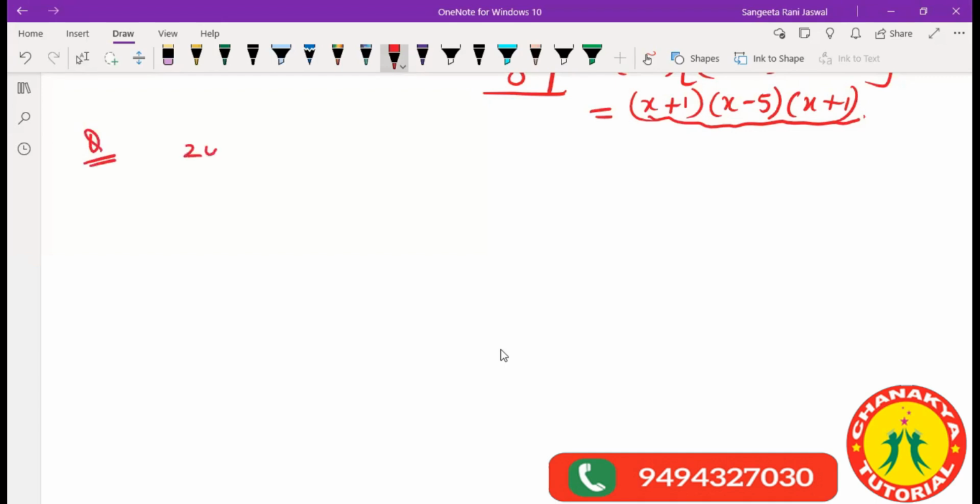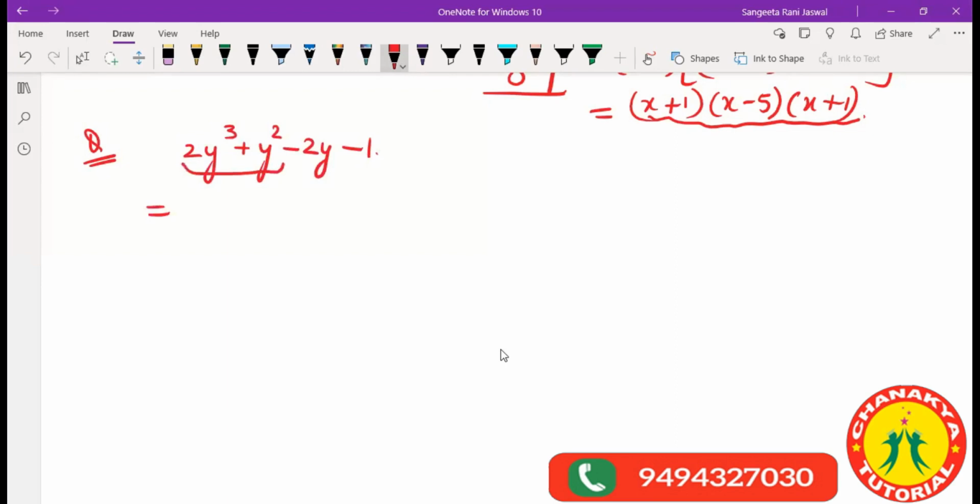Okay, let's do another question of this type. There are 4 questions in this of the similar type. Let's do another one: 2y cube plus y square minus 2y minus 1. Let's do this. I can see that there are some similarities here, no?